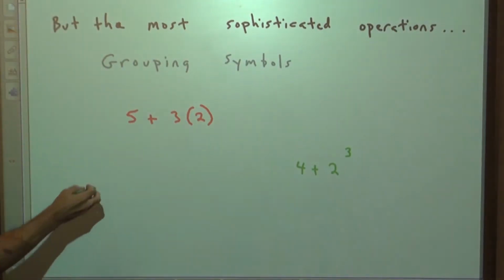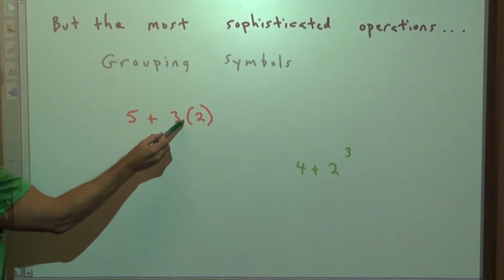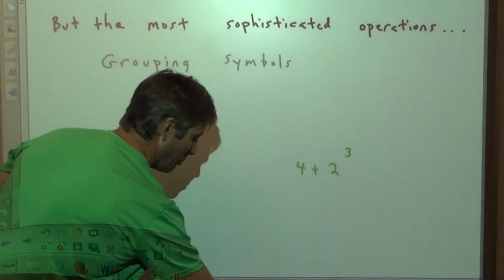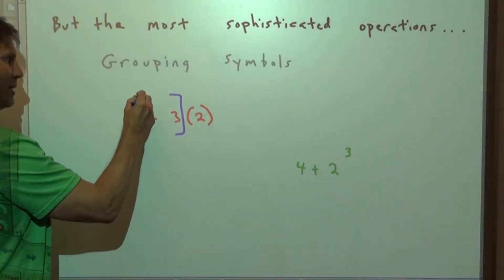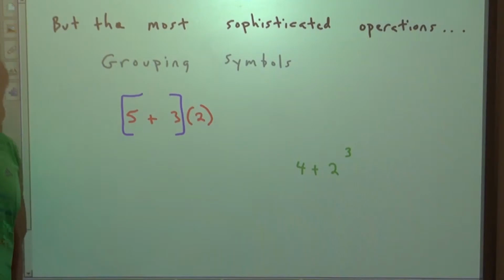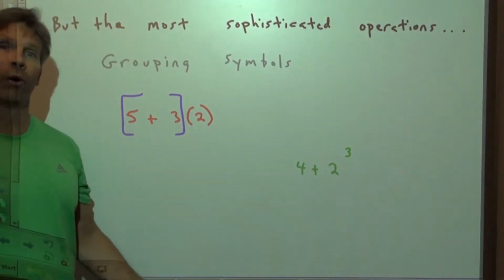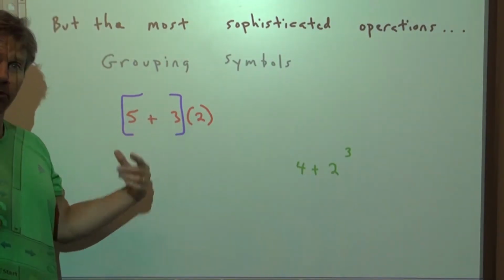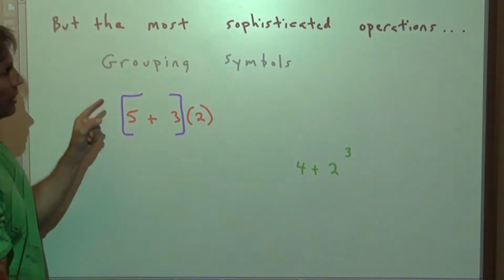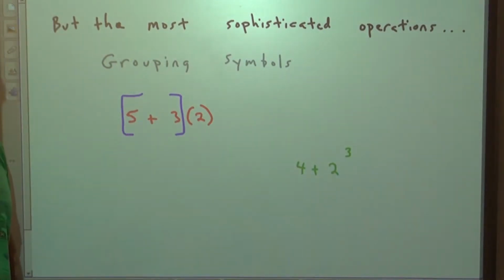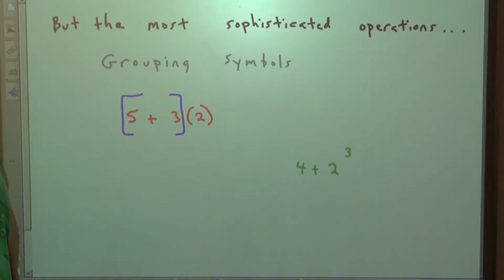Because look at this. If you got 5 plus 3 times 2, normally you're going to do multiplication before you do addition. But multiplication is at the mercy of somebody coming in with a bracket and saying, we trumped the multiplication. The grouping symbol is more powerful than the multiplication. We have to do what's in parentheses or grouping symbols first before we can continue following the order of operations. That is why the most sophisticated operation is a grouping symbol.